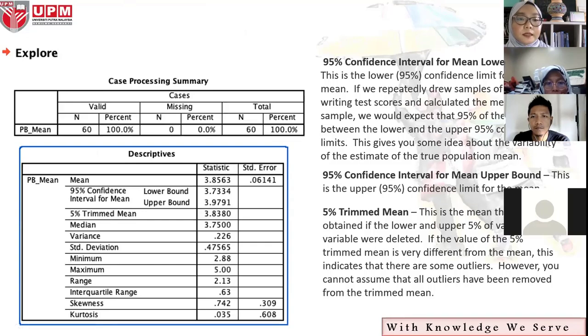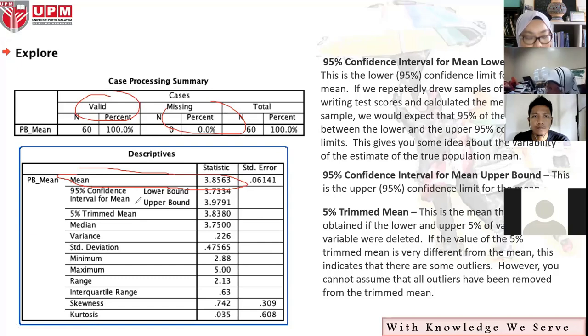The first table is the case processing table. It will provide you with the information of data validity, how many percent of your data have a missing value or not. Next, they provide you with the mean value, which should be similar to the mean value in descriptive and frequency. And then the 95% confidence interval for mean.